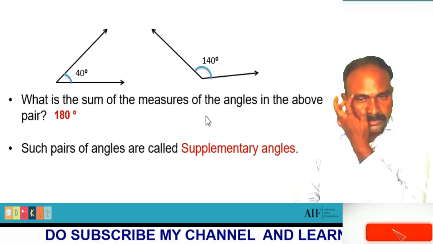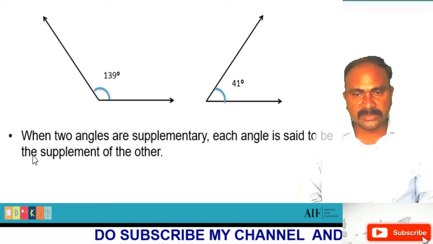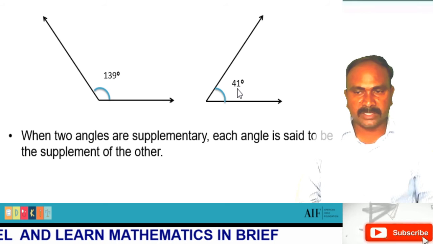Here the sum of two angles is 180 degrees, then the angles are called supplementary angles. When two angles are supplementary, each angle is said to be the supplement of the other. This means 139 plus 41 equals 180 degrees. So 139 is the supplement of 41 degrees, and 41 degrees is the supplement of 139 degrees.